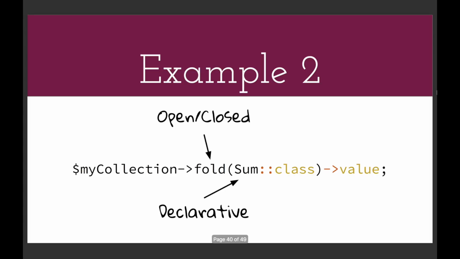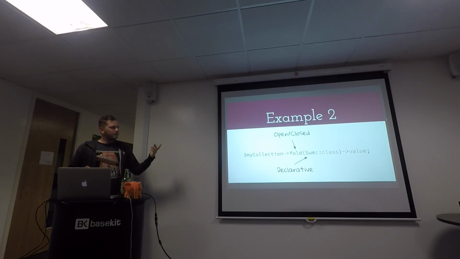And the second is the O in SOLID, which everyone seems to forget at convenient times. Open for modification, closed for, no, wrong way around. Open for extension, closed for modification. So if your boss comes along and you've got this getSum method and says, actually, I want the average, you've got to stick another function in there. If you use folds, you don't.